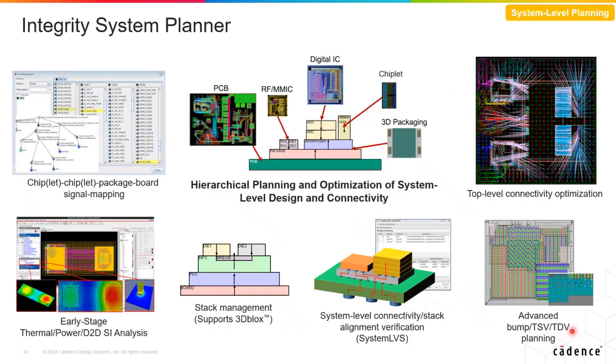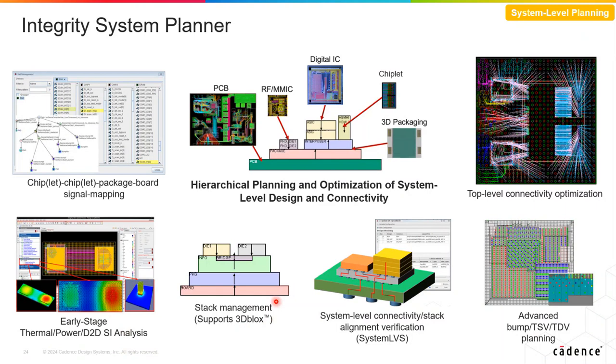Firstly, system-level planning. Integrity System Planner provides hierarchical planning and optimization of system-level design and connectivity. It provides chipnet to chipnet and package, and package to board signal mapping, and early-stage thermal and power analysis. These are done by simulation tools, but the Integrity System Planner calls the proper tools for early simulation, and stack management can be done.